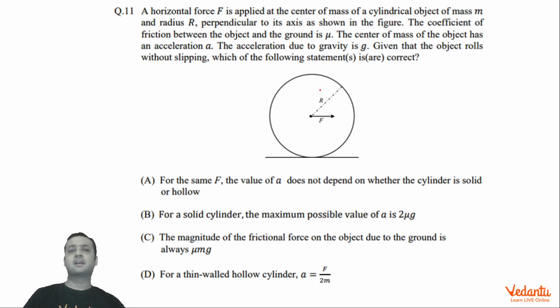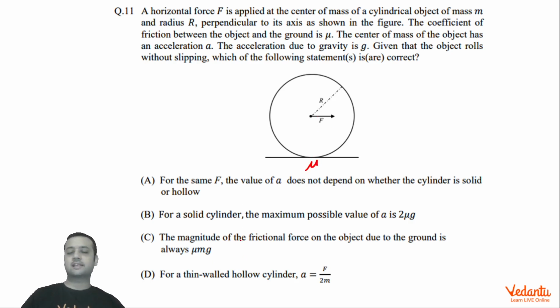There's a cylinder. As of now, it is not being told in the question passage or question data whether it's a solid or a hollow cylinder. There's a force F acting at the center in the horizontal direction, as you can see. The radius is r and mass is m. The coefficient of friction between the cylinder and the ground is mu, and there is no slipping at the bottom surface.